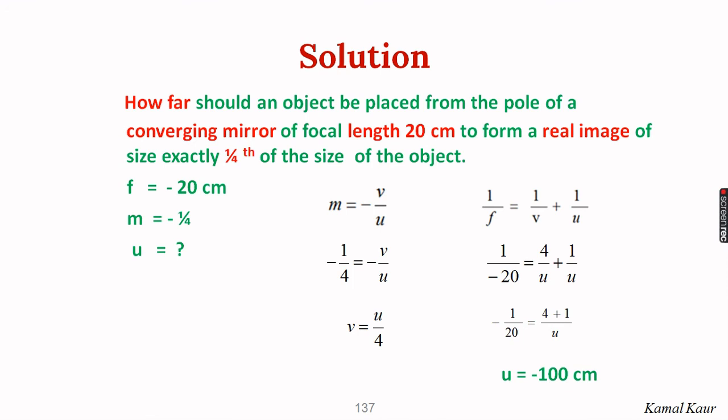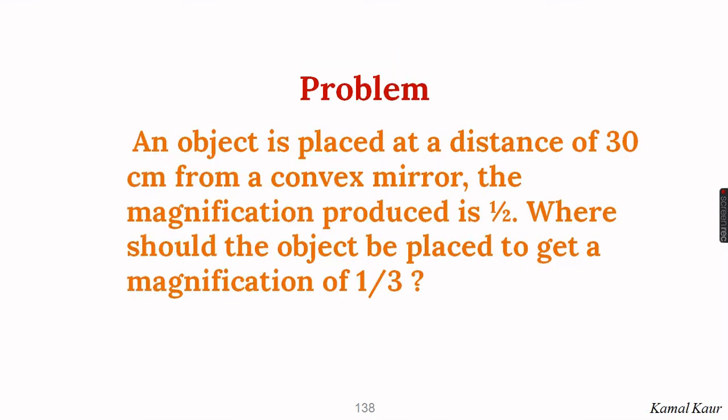So our next numerical. An object is placed at a distance of 30 cm from a convex mirror. The magnification produced is 1/2. Where should the object be placed to get a magnification of 1/3? Now I want to give you two clues here. Number one, the focal length of a spherical mirror remains fixed, does not change. Number two, if the magnification changes, it means both the object distance as well as the image distance will change. So work on these two clues, pause the video and solve the numerical.